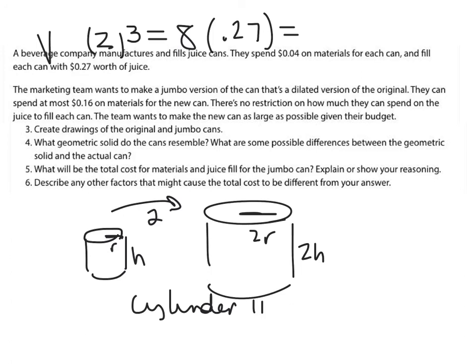Oh, my calculator turned off. Which is $2.16 of juice. The total cost to make and fill the can would be $2.16 plus 16 cents, which is your material cost. That'd be, I did not need a calculator for that. That's so funny. $2.32.